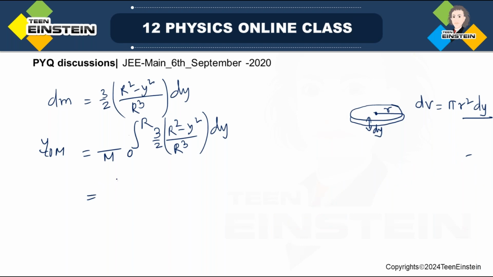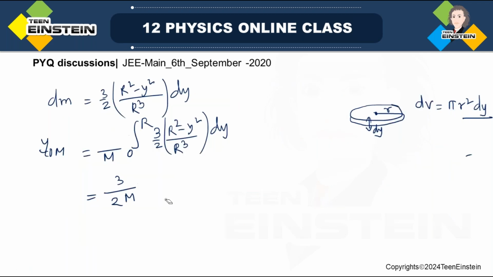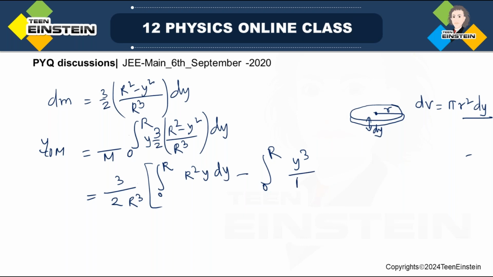Let us keep this 3 by 2 here. This M is here. I'm sorry, in dm there should be M by rho, so there will be 3 by 2 M, so M actually cancels out here. I'll keep R cube here, and then let us do the integration. Here actually you should have y dm, so one y will be here. So this is R square y dy, minus the integral from 0 to R of y cube by R cube dy.